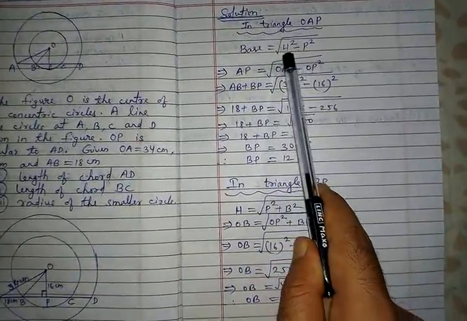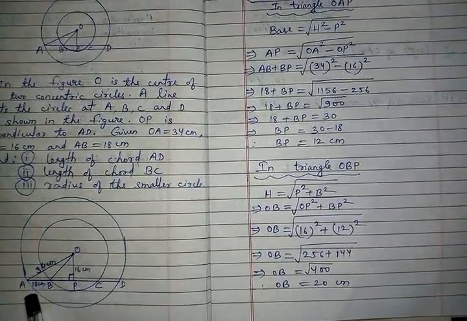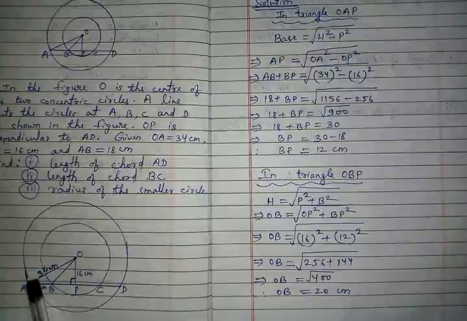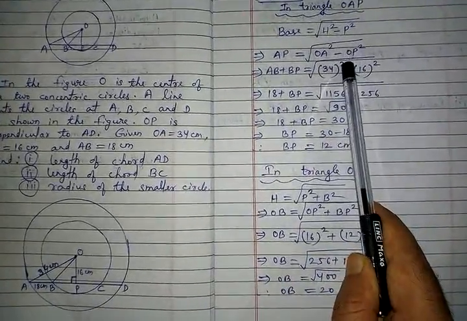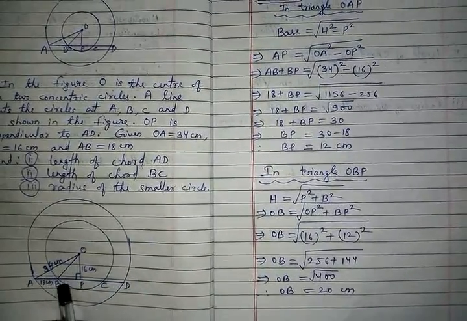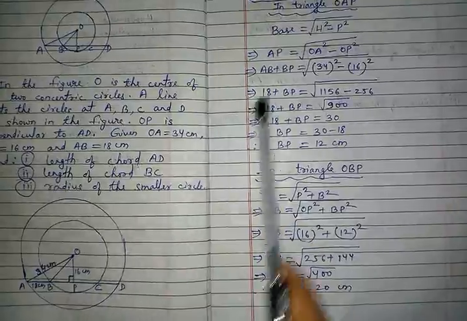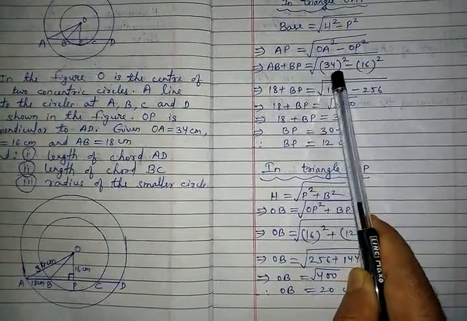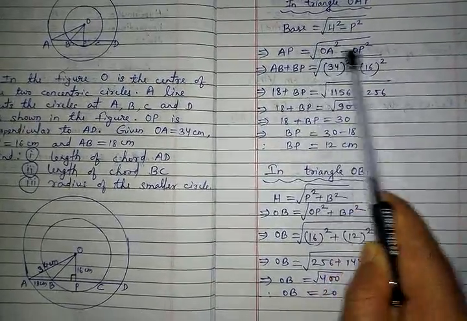So base equal to hypotenuse square minus perpendicular square, root over. Our base is AP. So AP equal to hypotenuse is OA, OA square minus perpendicular is OP, OP square. So AP also can be written as AB plus BP, because AP is here AB plus BP. So AB plus BP equal to OA is 34, 34 square, OP is 16, 16 square, minus, we have here root over.